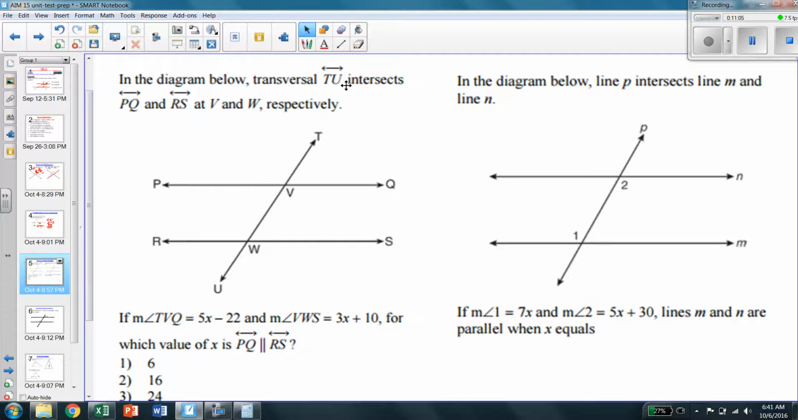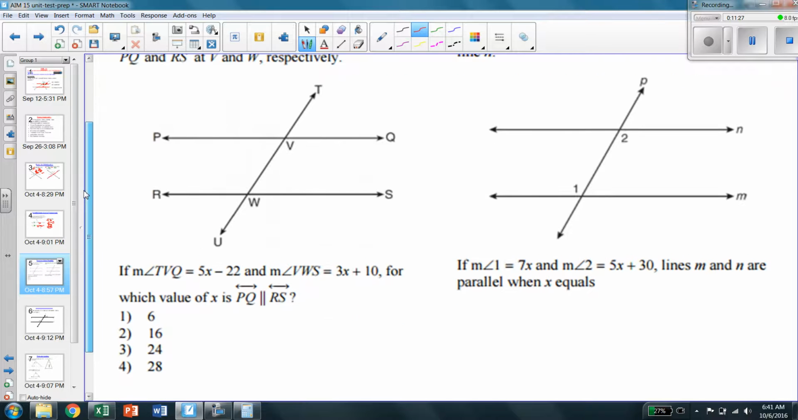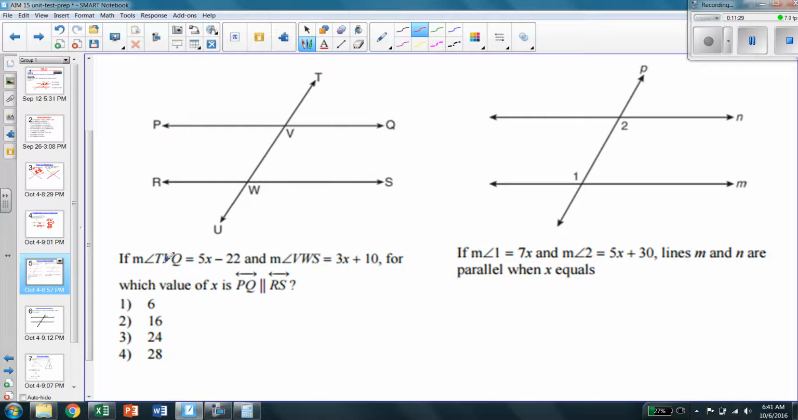In the diagram below, transversal TU, so that's right here, intersects PQ and RS at V and W respectively. Now, I don't know if these lines are parallel because there's nothing here that has told me that they're parallel. There are no markings here that have told us that they're parallel, so we can't assume they're parallel. Just keep that in mind before we even get started. The measure of TVQ, so this angle right in here, is 5x minus 22.